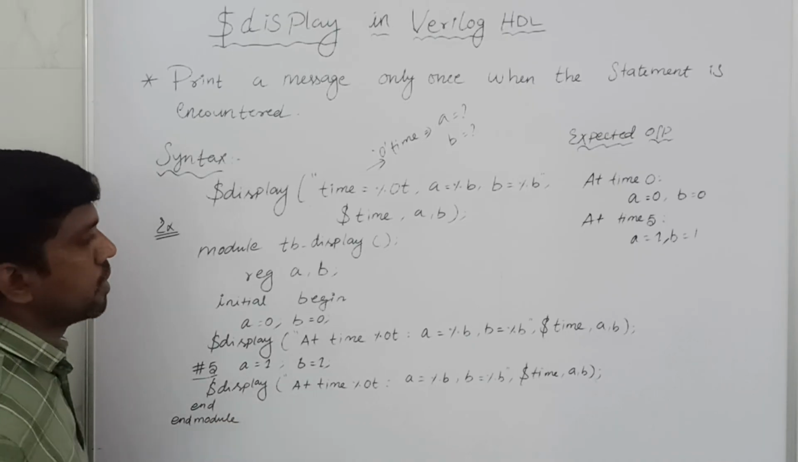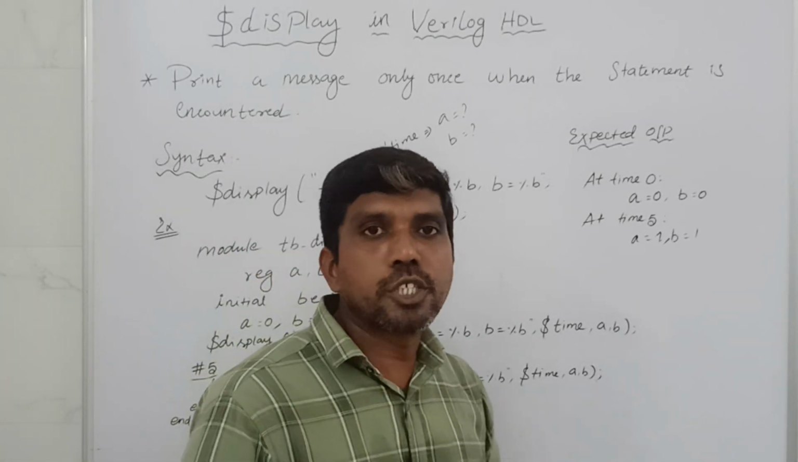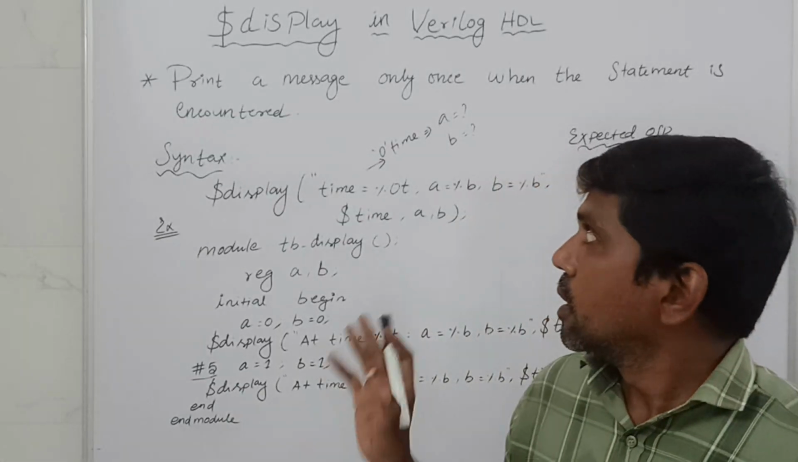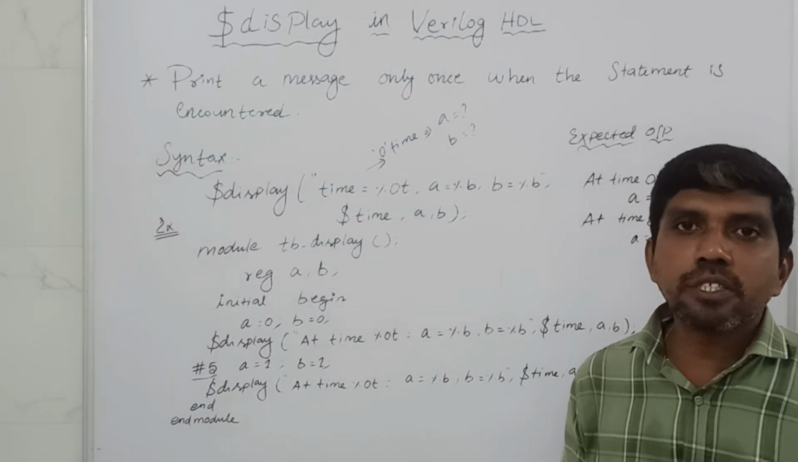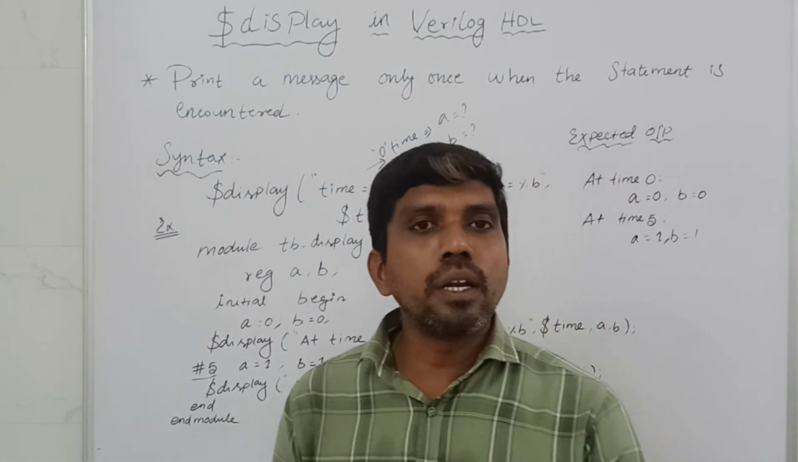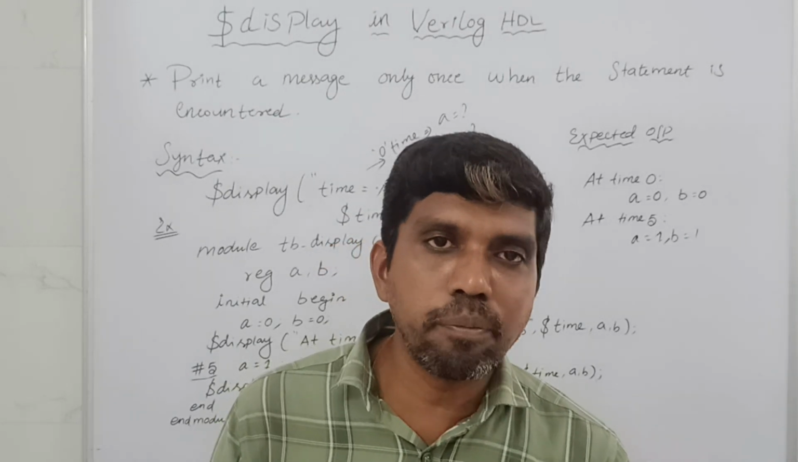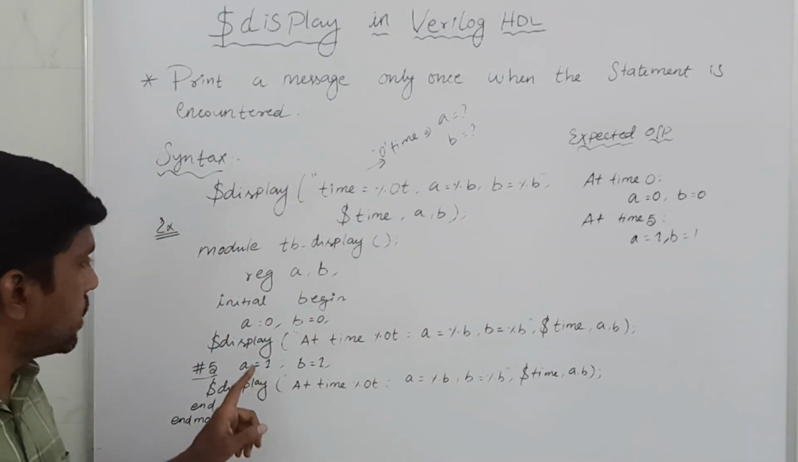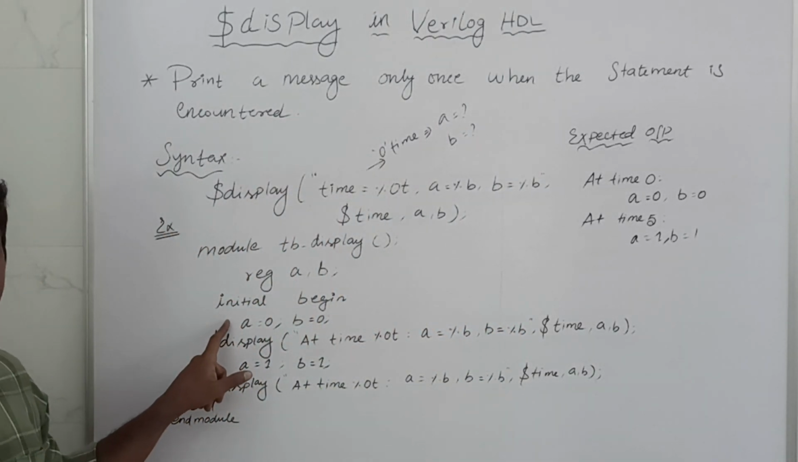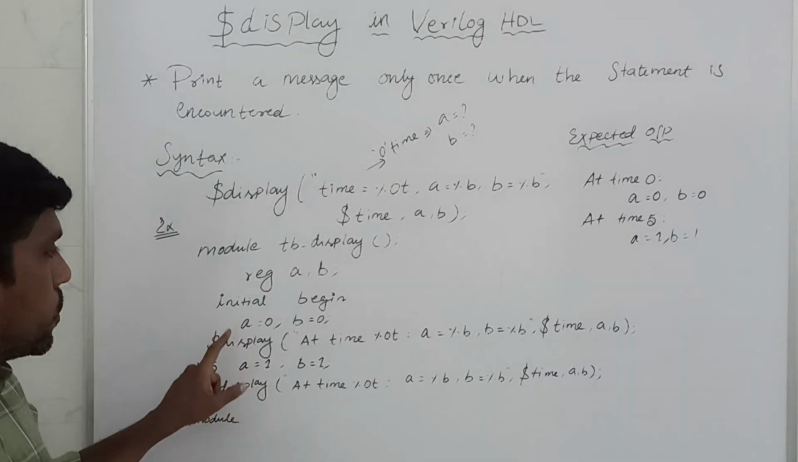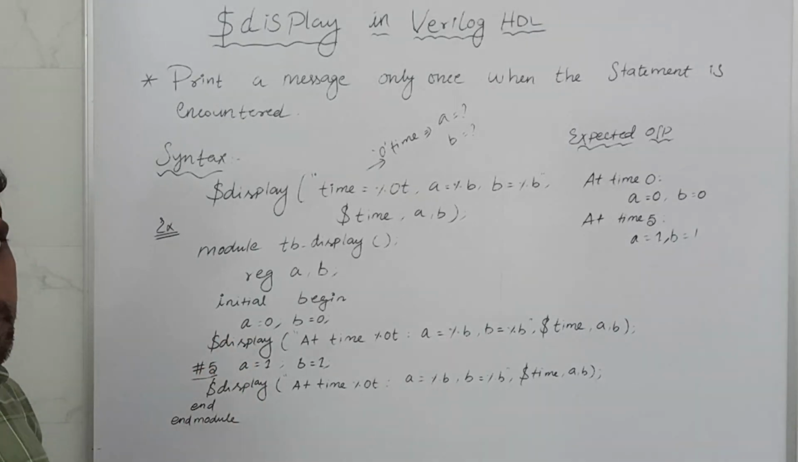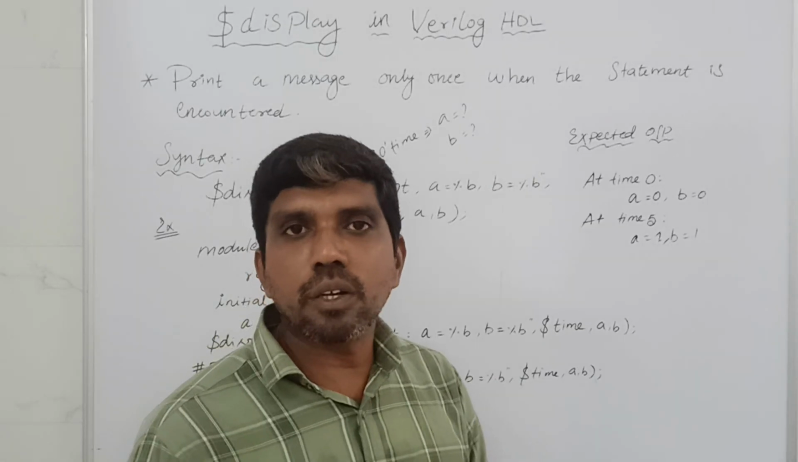So this is the simple testbench Verilog HDL code for $display. $display means print a message only once when the statement is encountered. So when the statement is executed, if you want to display the value, you just introduce the $display statement. I hope you understand the concept very well.